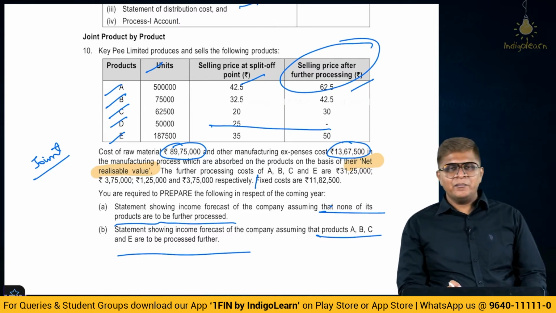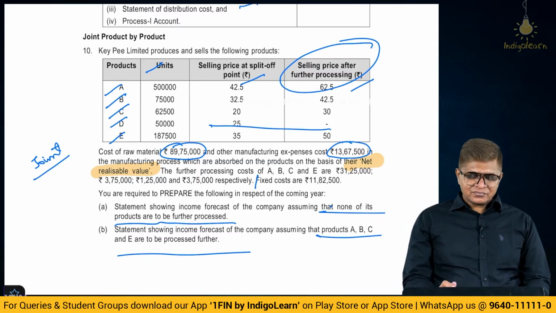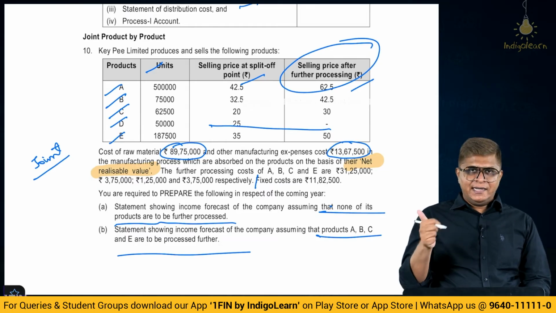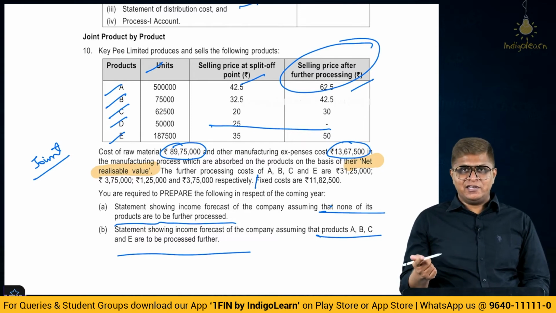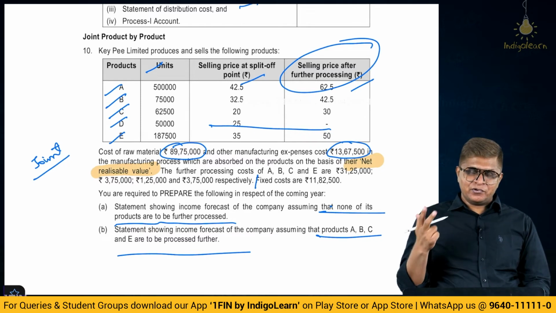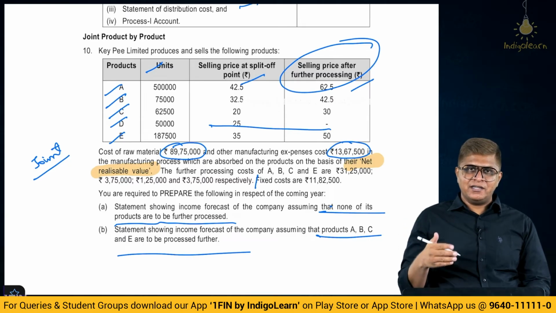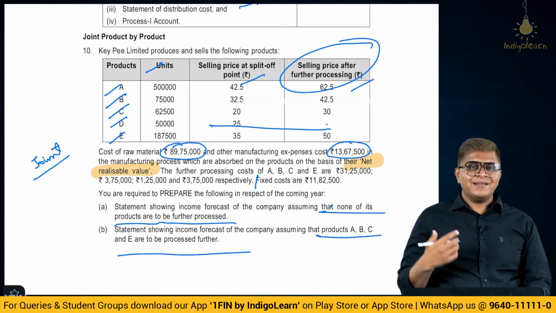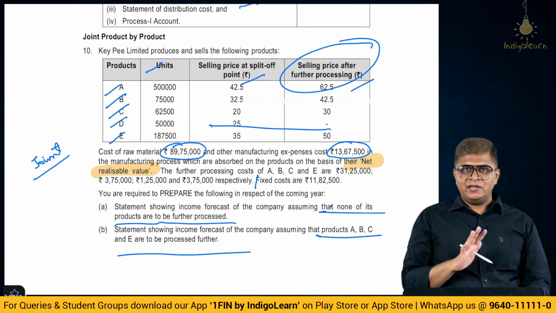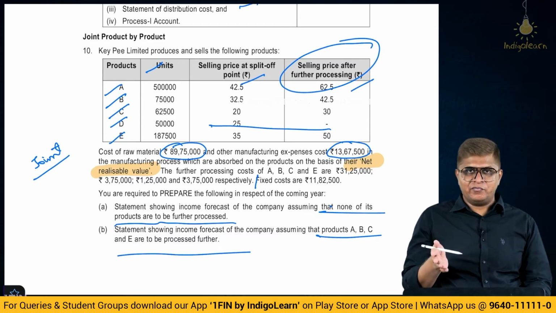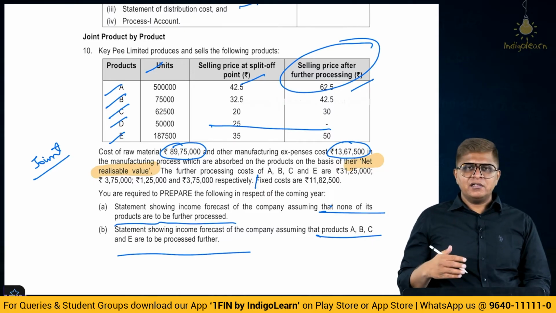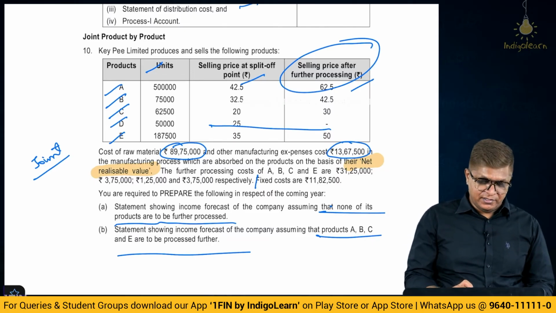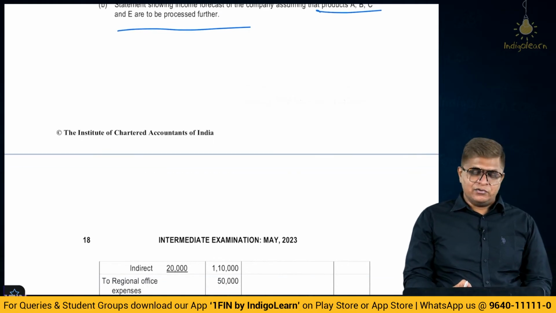So, they want us to prepare an income statement. How are we going to prepare an income statement product wise? Take the revenue, deduct the joint cost which we are going to apportion based on the net realizable value, deduct the further processing cost, arrive at the product profitability and the overall profitability. In point A, we will not take the incremental revenue, incremental cost, we will take at the split off point because they want us to assume nothing is going to be further processed. In B, we will further process and then calculate the profitability. Let's look at the solution.